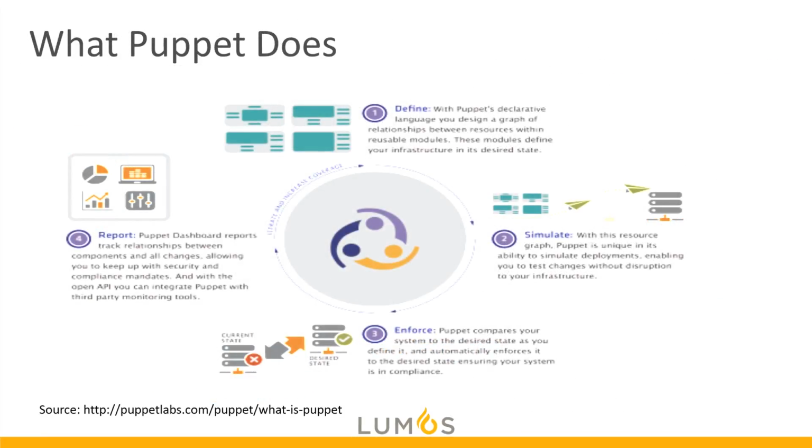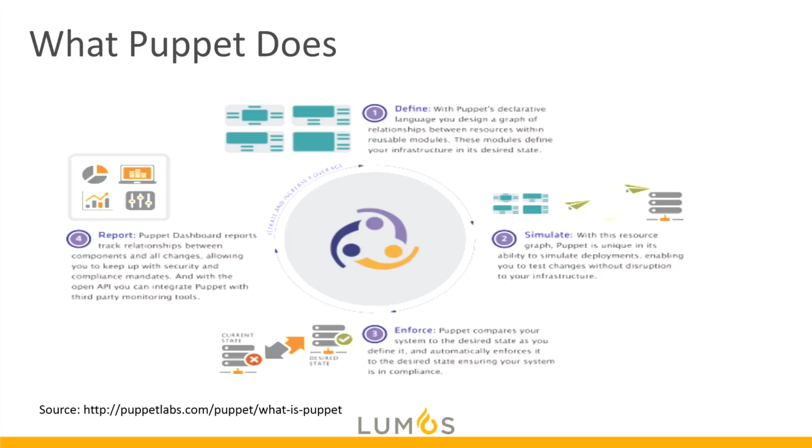So taking a look at what Puppet does. Here we see step one. The first thing is to define. Puppet does use a declarative language where we essentially define a graph of relationships between various resources within the different modules that are reusable in Puppet. These modules essentially define your infrastructure in its desired state, whether compute or really anything that runs the Puppet agent. Could be storage, certainly our routers and switches that support this.